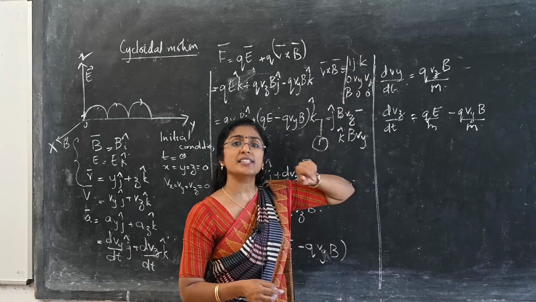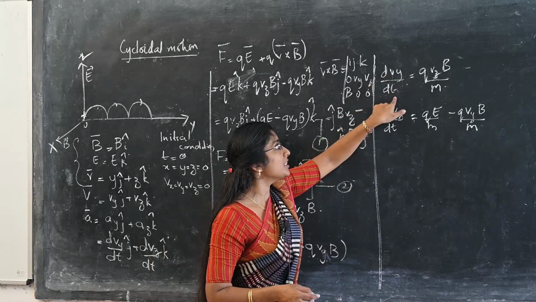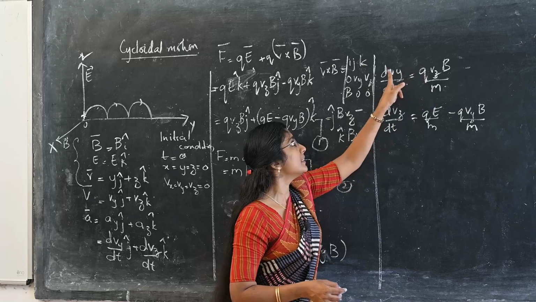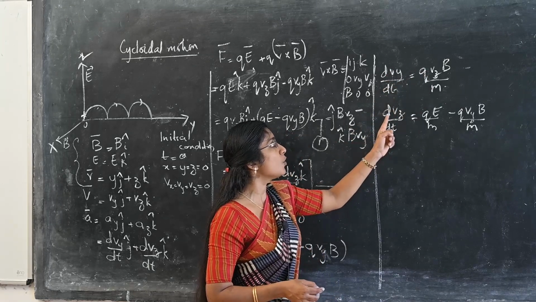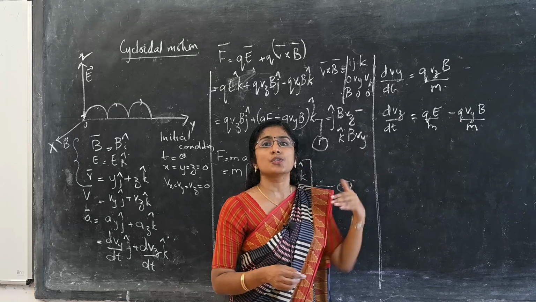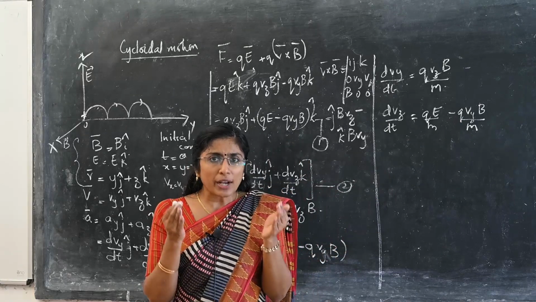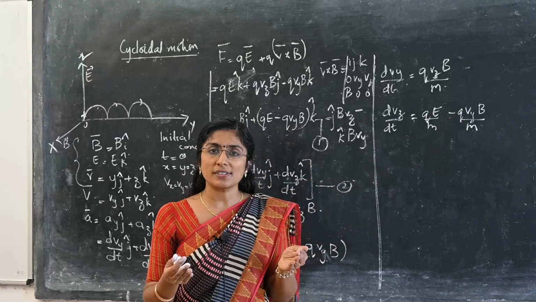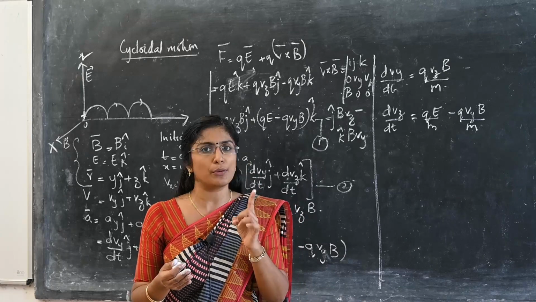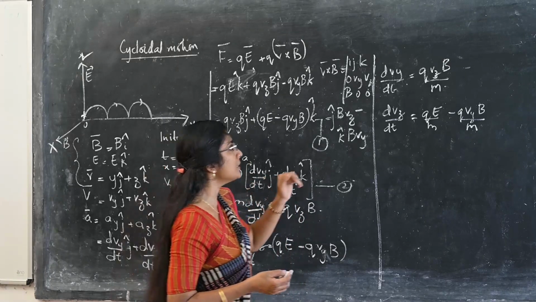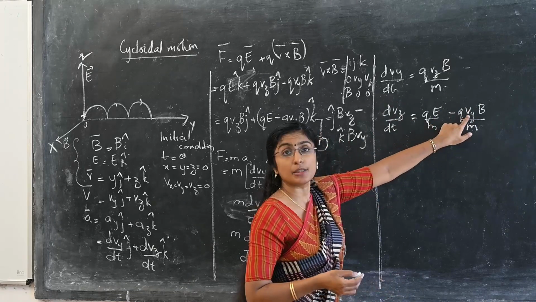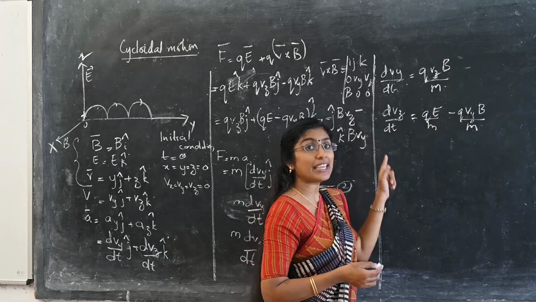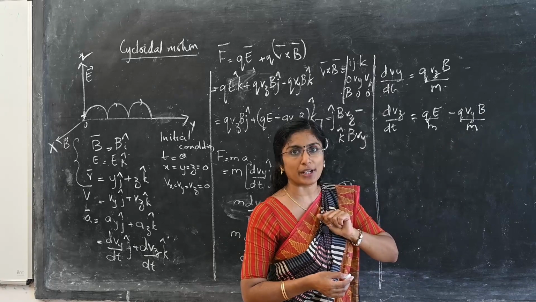But the problem with these equations is that both the equations involve both the variables. That is, the first equation involves Vy and Vz, the second equation also involves Vy and Vz. So what we have to do is write an equation, let it be first order or second order, but in terms of only one variable. So what I am going to do is write the second equation in terms of Vy.